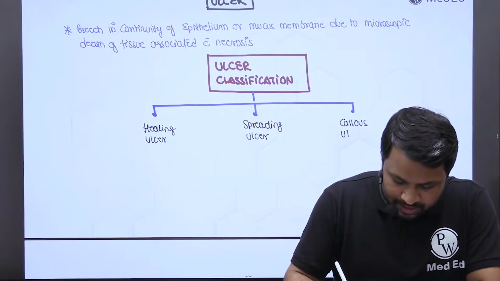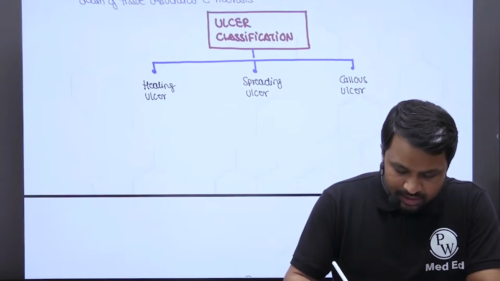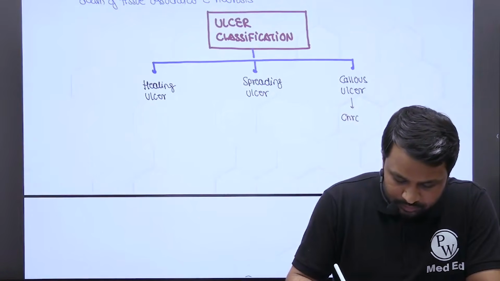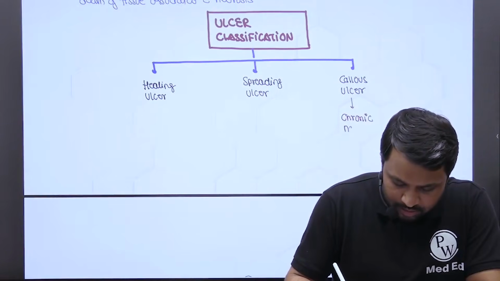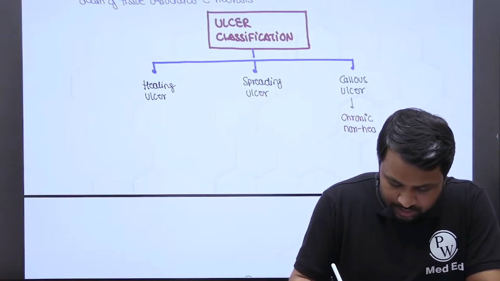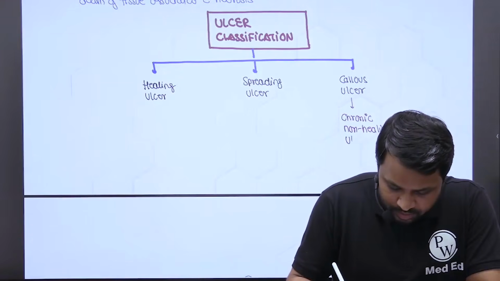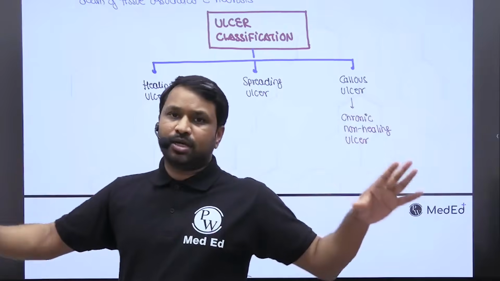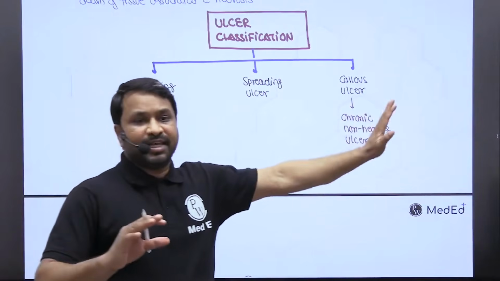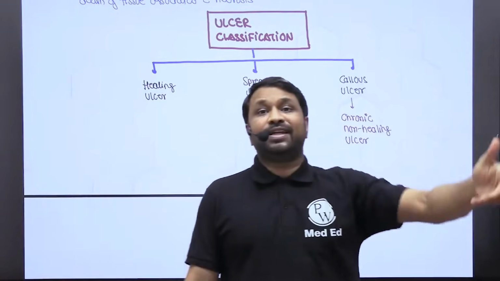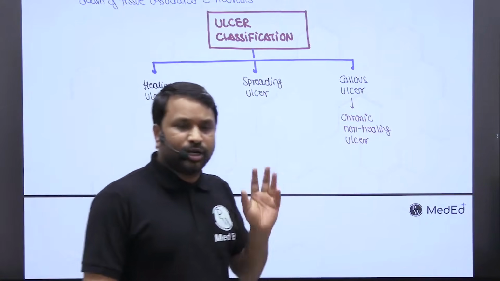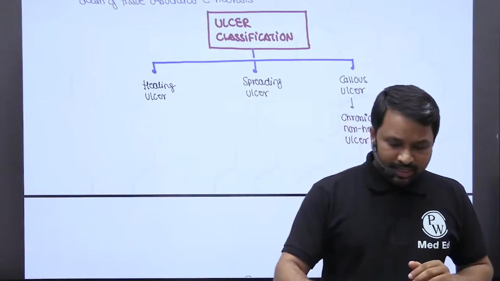Now, what is a callus? Callus ulcer is basically a chronic non-healing ulcer. Now, please do not make a mistake of writing non-healing ulcer as a type. It does not exist, right? Either the ulcer is healing or it is spreading or callus. Callus is a variety of a non-healing ulcer where you have chronic inflammation, right? So chronic non-healing ulcer is what we call the callus ulcer.